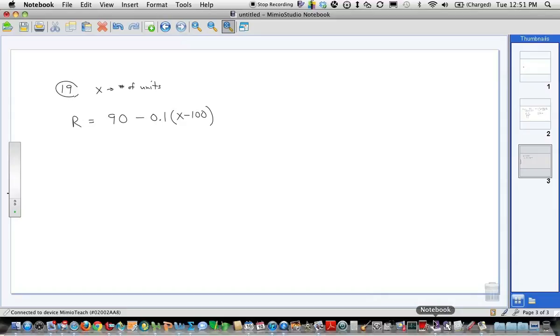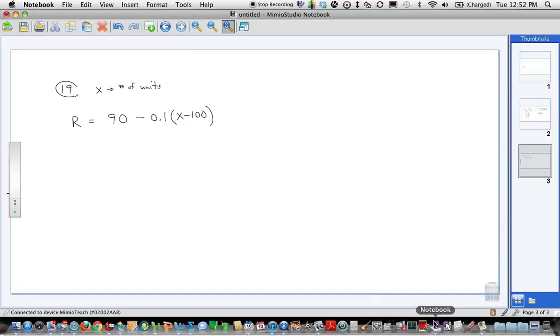Okay? So if X is 101, if we sell 101 radios, this would be one 10-cent price reduction. If X is 102, it would be two 10-cent price reductions. Now, that price is for all the radios, even the ones below 100, right? If you read it carefully, it says that'll be the price for all the radios they order. So if they order 101, they're going to pay $89.90 for all 101 radios.